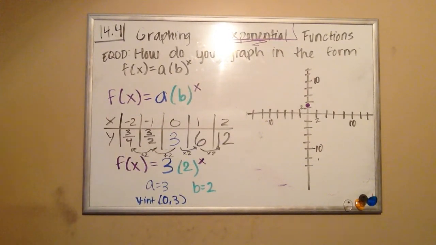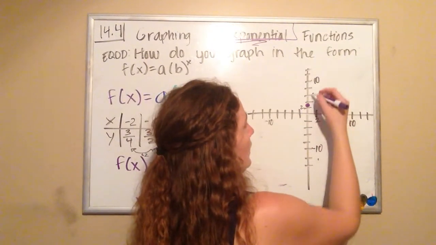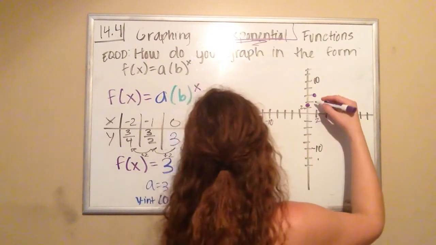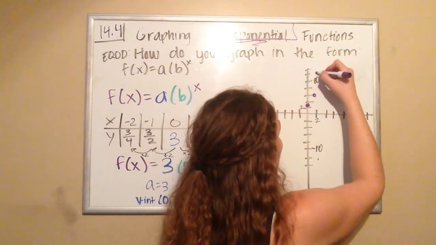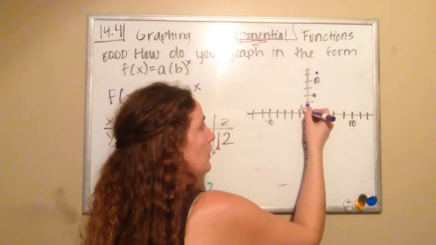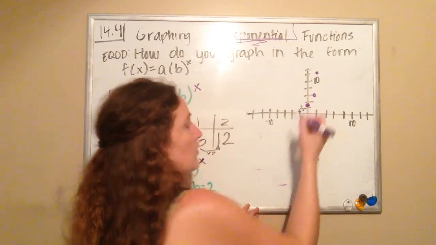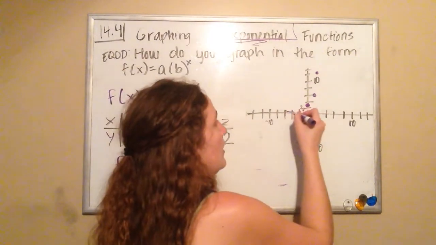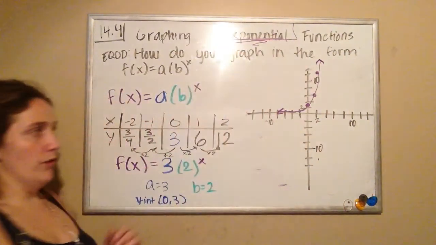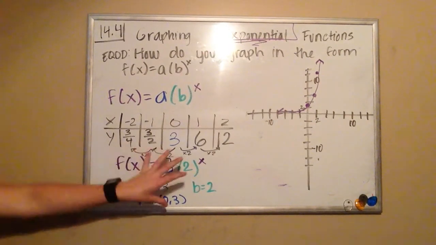Alright, which is similar to what we did before. So I have (1, 6), (2, 12), (-1, 3/2), and (-2, 0.75). Okay? So your exponential function is going to look like that. Notice that it is increasing. Alright, awesome. So that's all you need to know how to do.